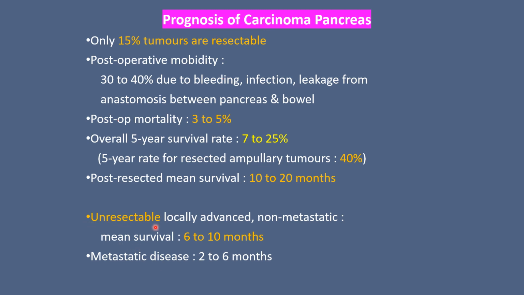In unresectable tumors, okay, 85% of them were unresectable. The tumors are locally advanced, okay, or they may be metastatic, and the mean survival is 6 to 10 months. And if there's metastatic disease, it's 2 to 6 months survival. So in either way, the prognosis is not very favorable in both cases.